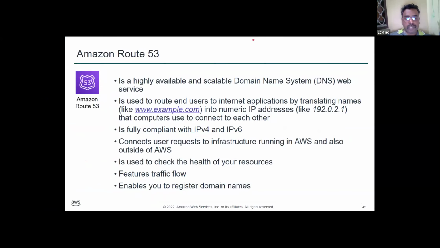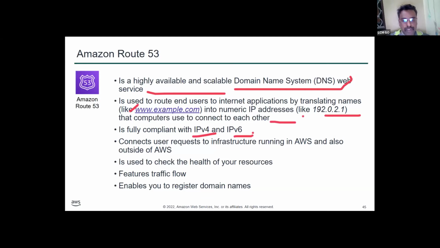Next, what is Route 53? As I told you already, it is a highly available and scalable domain name system. Domain name system means what? It is used to route end users to internet applications by translating example.com into a numeric IP address. Then the computers will be connected to each other, and it is fully compliant with both IPv4 and IPv6, so IPv4 computers and IPv6 computers are both compatible.